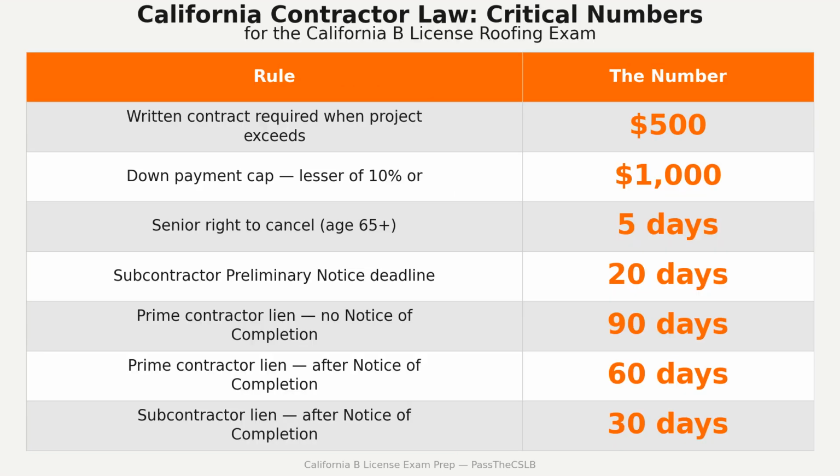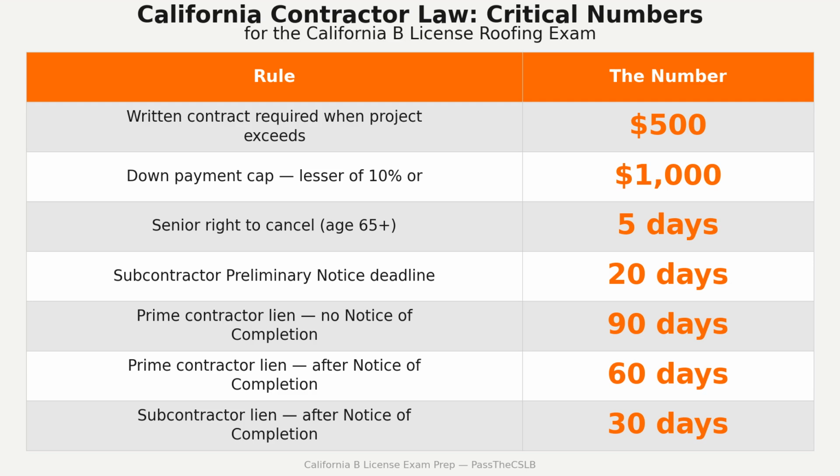Contractor Law. Here's the mnemonic I want you to walk away with. 500 triggers the paper, 1,000 caps the down, 20 days to notice, 90, 60, 30 on the lien, 3 to cancel, 5 if 65. 500 triggers the paper. Any home improvement contract exceeding $500 in combined labor and materials requires a written contract under Business and Professions Code, Section 7159. The contract must contain a mechanic's lien warning in 12-point boldface type.